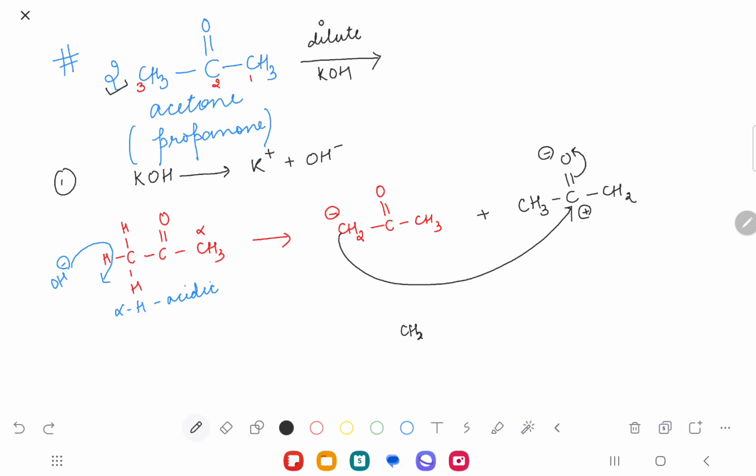It shall be CH3, C, O negative, CH2. And the red molecule will connect itself to CH2, C double bond O, and CH3. And O negative shall connect to OH. Why is it going to connect to OH?